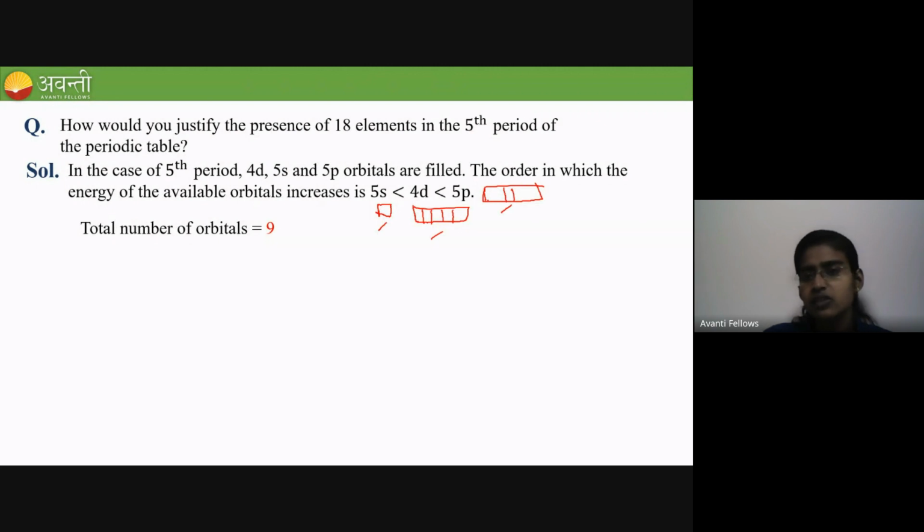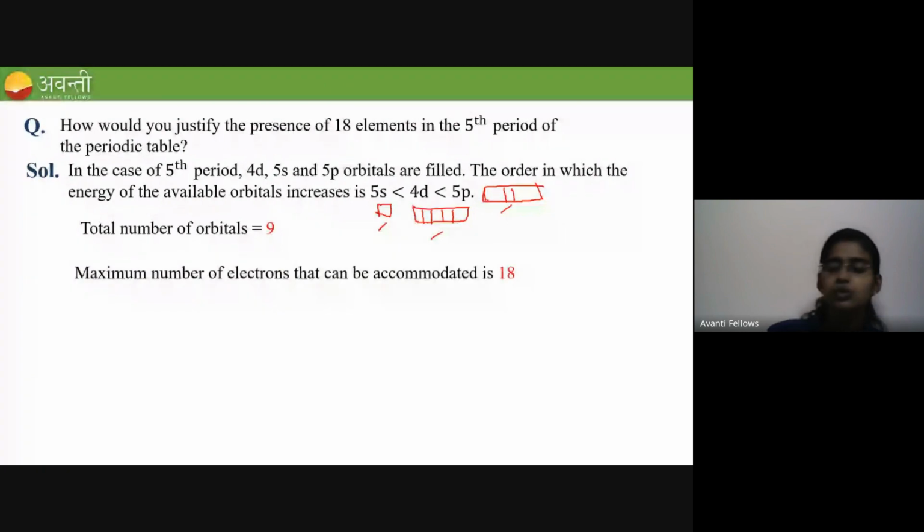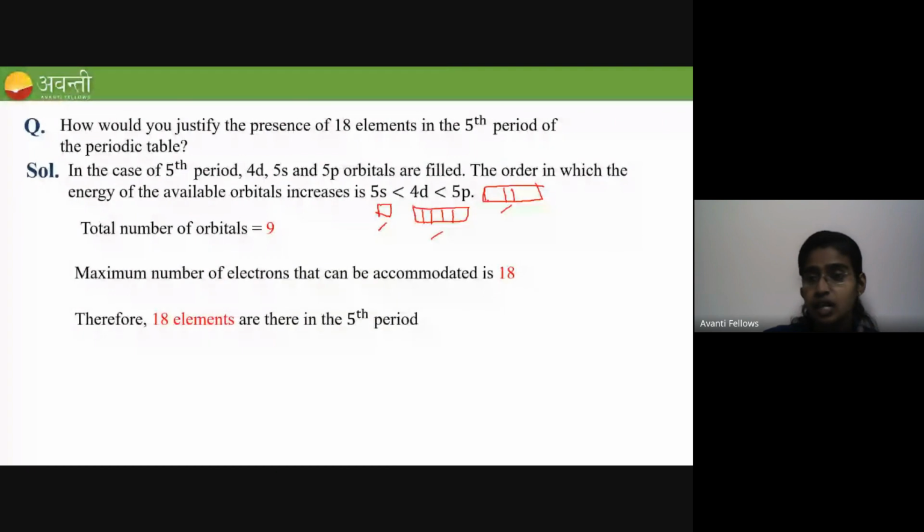The total number of orbitals is 9, and each orbital can take 2 electrons, right? So the maximum number of electrons that can be accommodated in these 9 orbitals will be 18. Each orbital is taking 2, so 9 into 2 is 18. Okay, so 18 electrons it can accommodate. So that's why we have 18 elements in the fifth period.